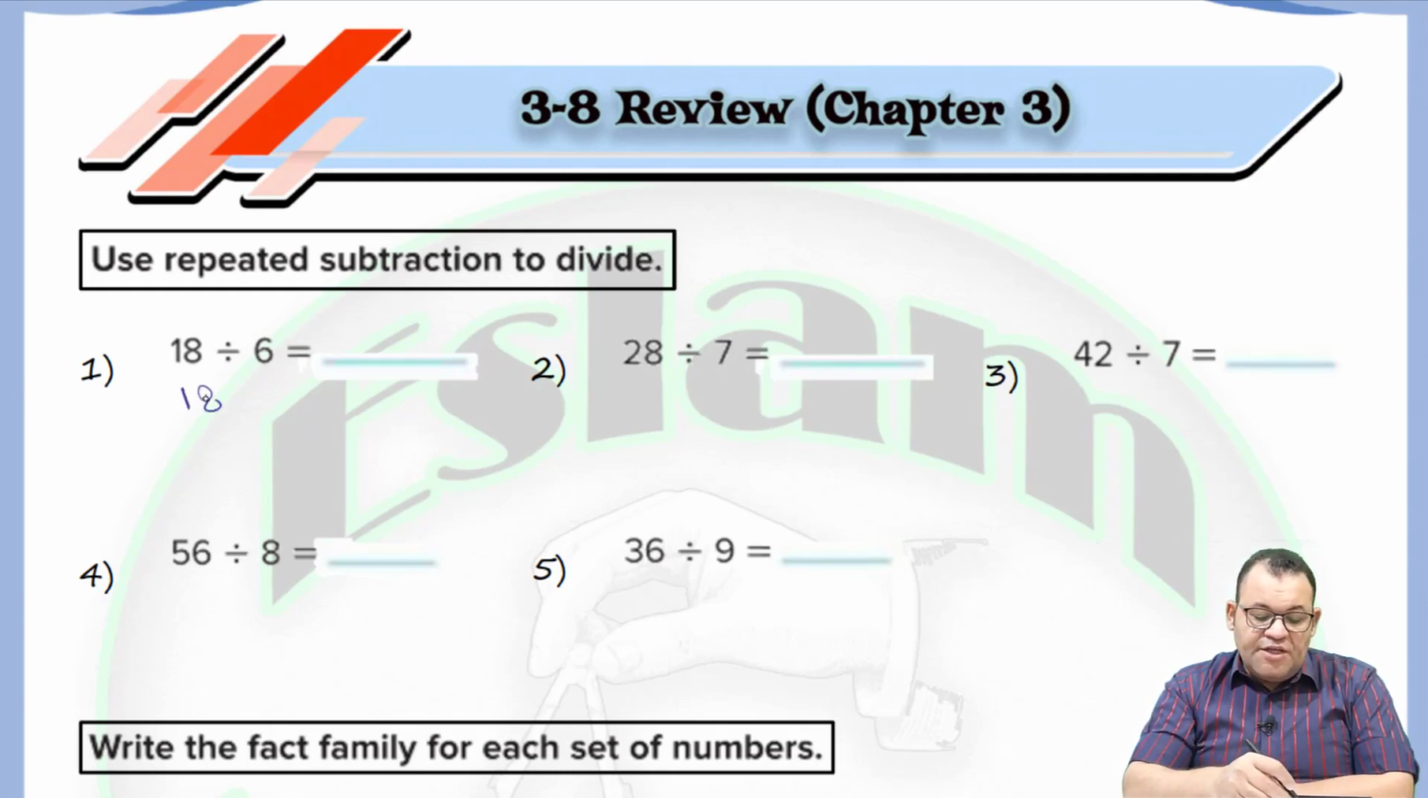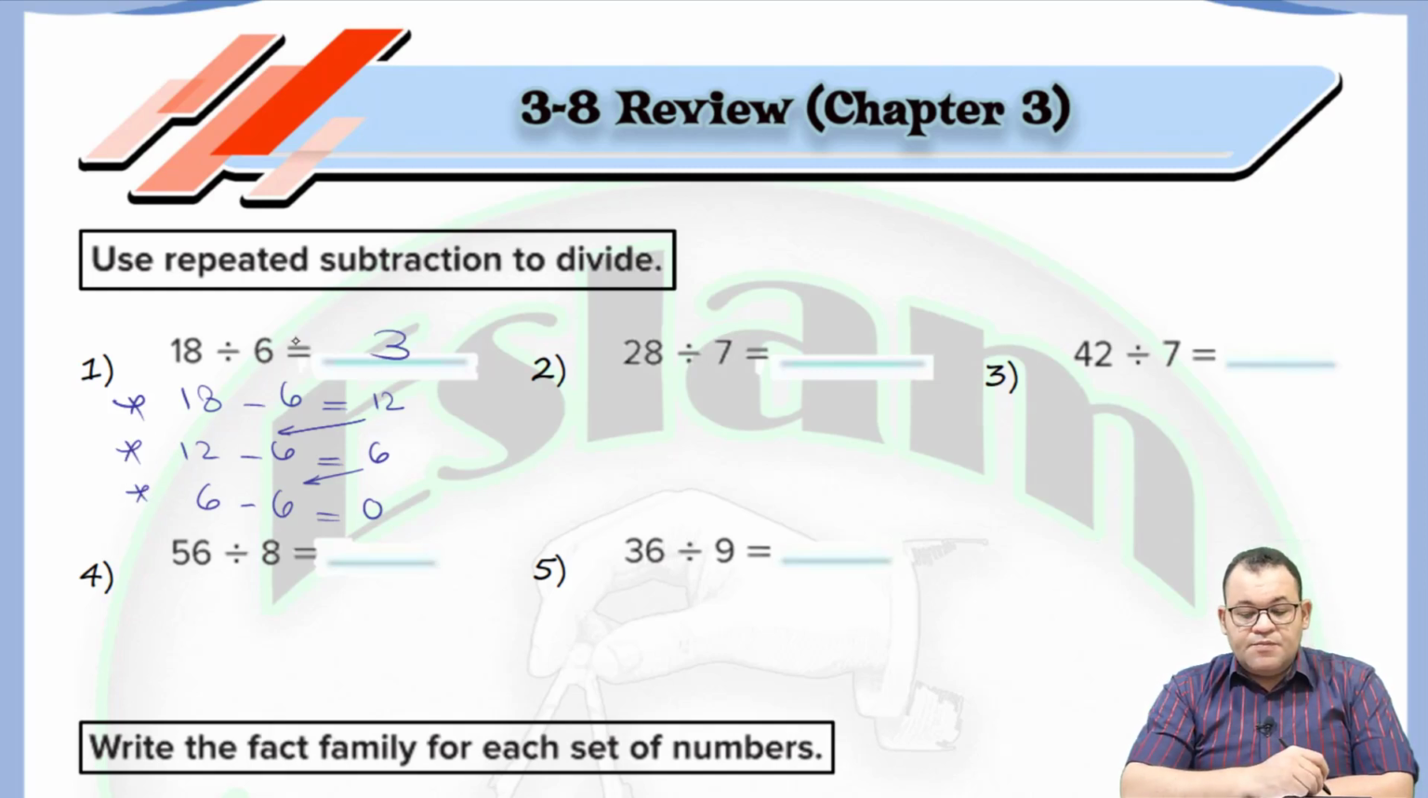So we have here 18. If I subtract 6, you will find that it will be equal to 12. Again, I will use 12. So 12 minus 6 will be equal to 6. Again, we'll use 6 one more time. So 6 minus 6, you will find that the answer will be equal to 0. Now we repeat the subtraction 3 times. So the quotient now will be equal to 3.